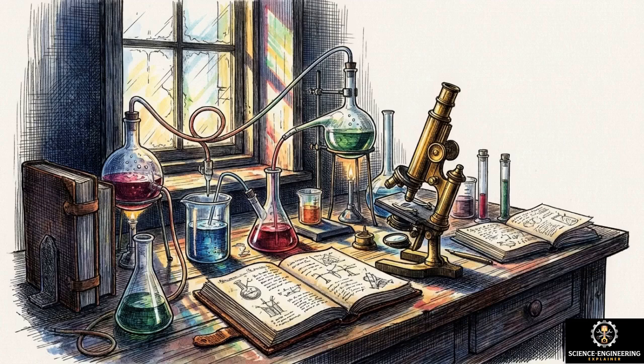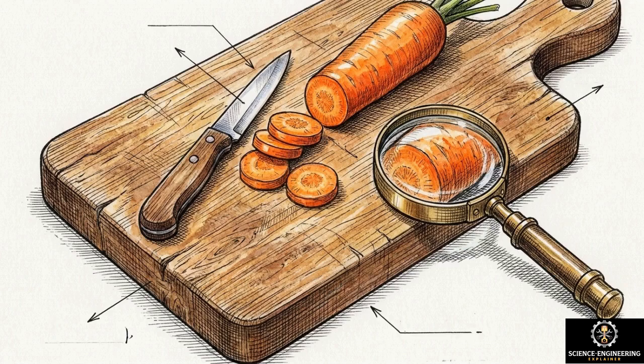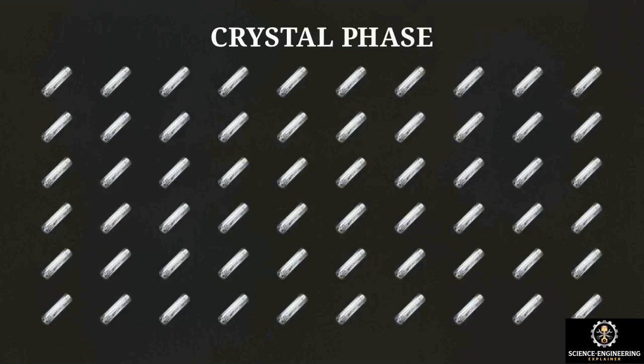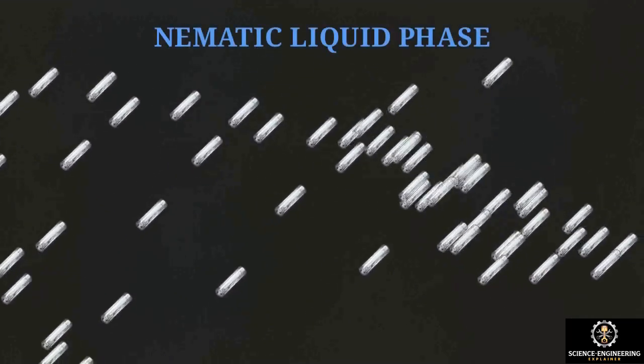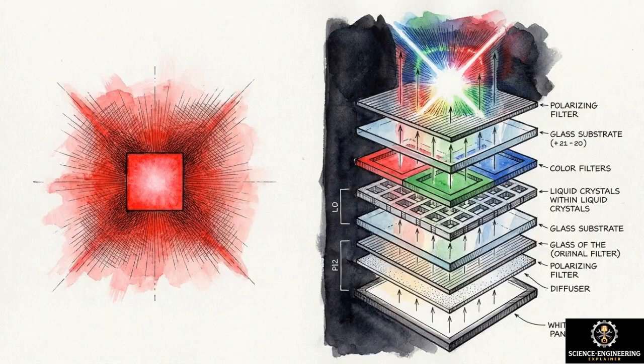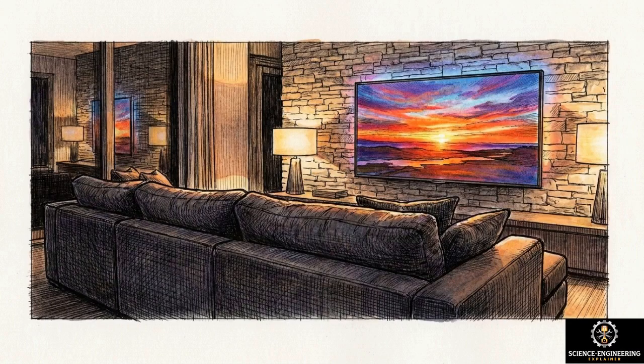These complex methods of light control were only made possible because of the discovery in 1888, when an Austrian botanist realized that cholesterol extracted from carrots could exist in a state that was both a liquid and a crystal. Choosing the right display comes down to matching these microscopic light control methods to the physical reality of your own room.